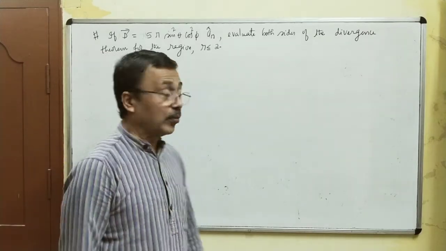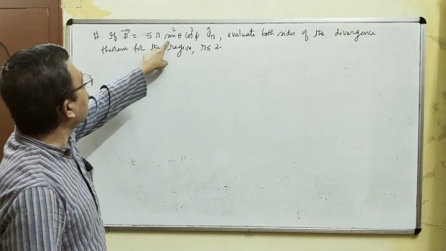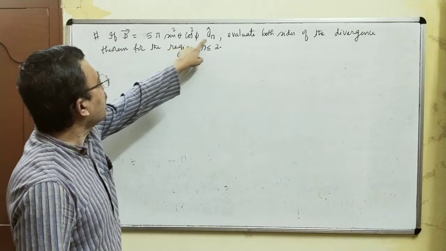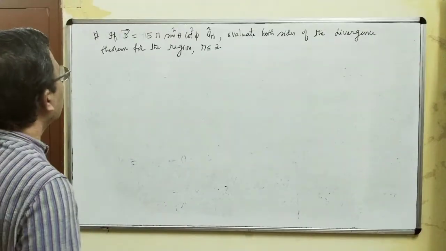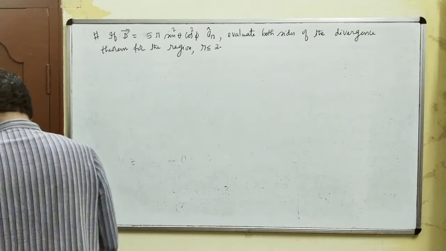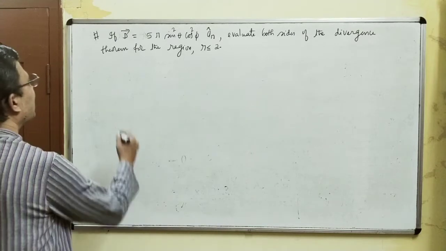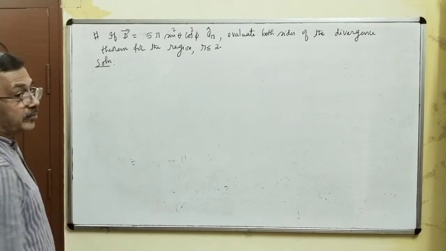We'll go to next problem. If vector D is equal to 5 r sin square theta cos square phi AR cap, evaluate both sides of the divergence theorem for the region r less than or equal to 2. Solution. The problem is given in a spherical coordinate system.